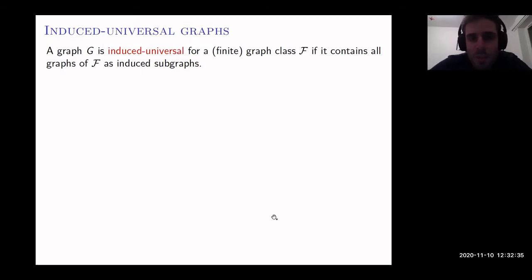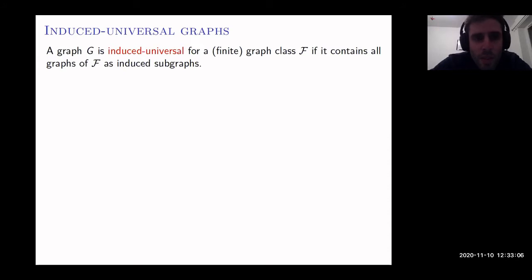The first notion that I'm going to talk about is the notion of induced universal graphs. We say that a graph G is induced universal for some class F, which will always be assumed to be finite in my talk, if G contains all the graphs of F as induced subgraphs. It's a very natural notion.